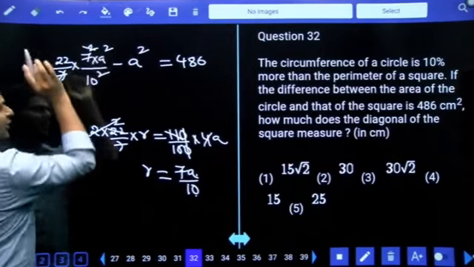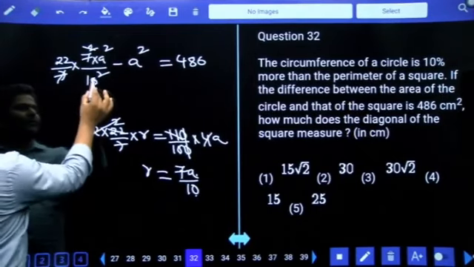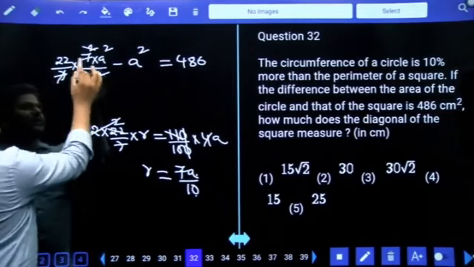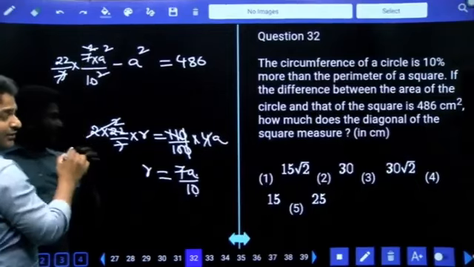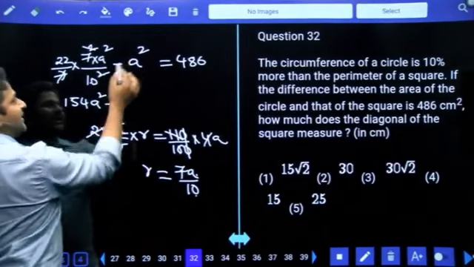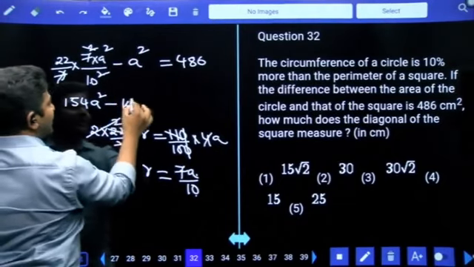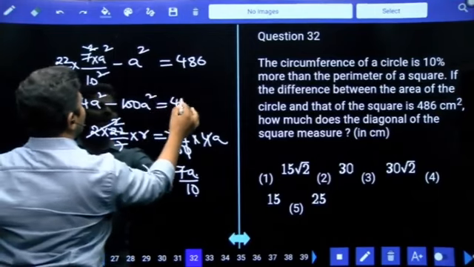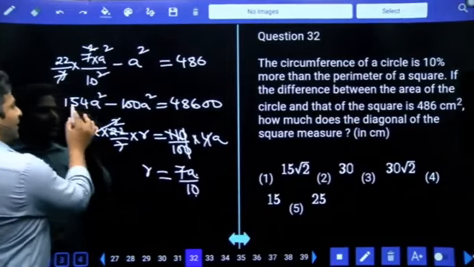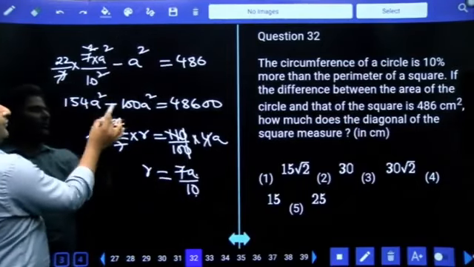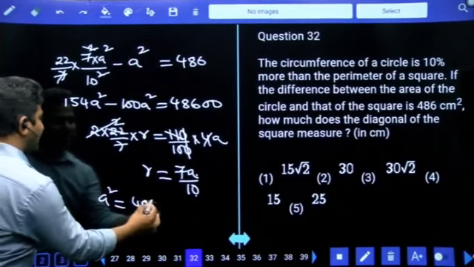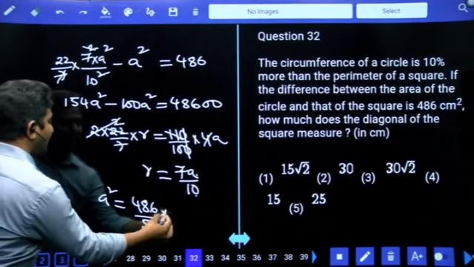7 in the denominator and the numerator square gets cancelled. When you take 10 square common, 20 times 7 is 140, 7 times 2 is 14, so 140 plus 14 is 154 a square minus 10 square, 100 into a square. That is 100 a square equal to 486, and then the denominator 100 goes to the other side. On the left hand side you'll have 154 minus 100, that is equal to 54.